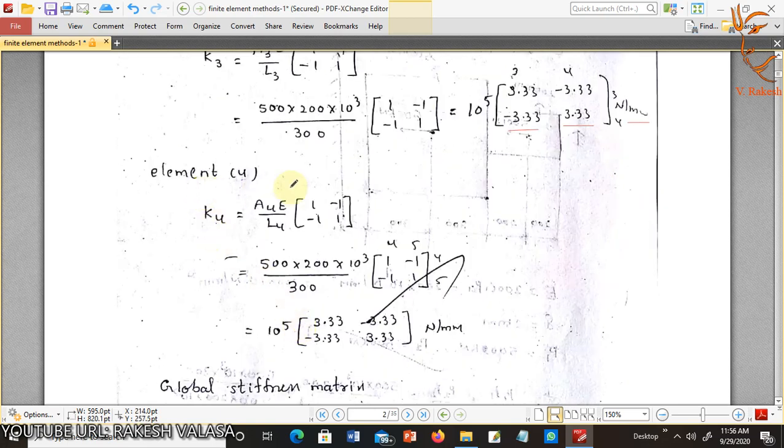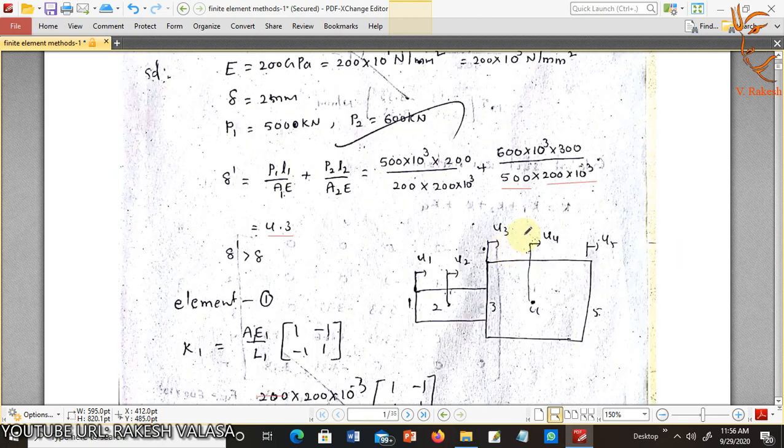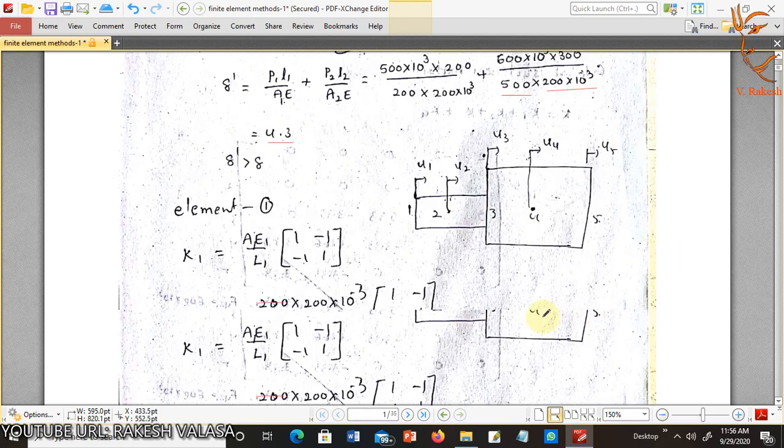Similar to calculate element 4. K4 equal A4 E by L4. 1 minus 1 minus 1 1. Now substitute the values here. A4 means 500 mm square. E means 200 into 10 power 3 by L4 is 300. 1 minus 1 minus 1 1. Element 4 having nodes 4 and 5. Just write here 4 and 5. Now simplify this equation. 10 power 5 into 3.33 minus 3.33 minus 3.33 3.33. Nodes are 4 5 4 5. Units Newton per mm.